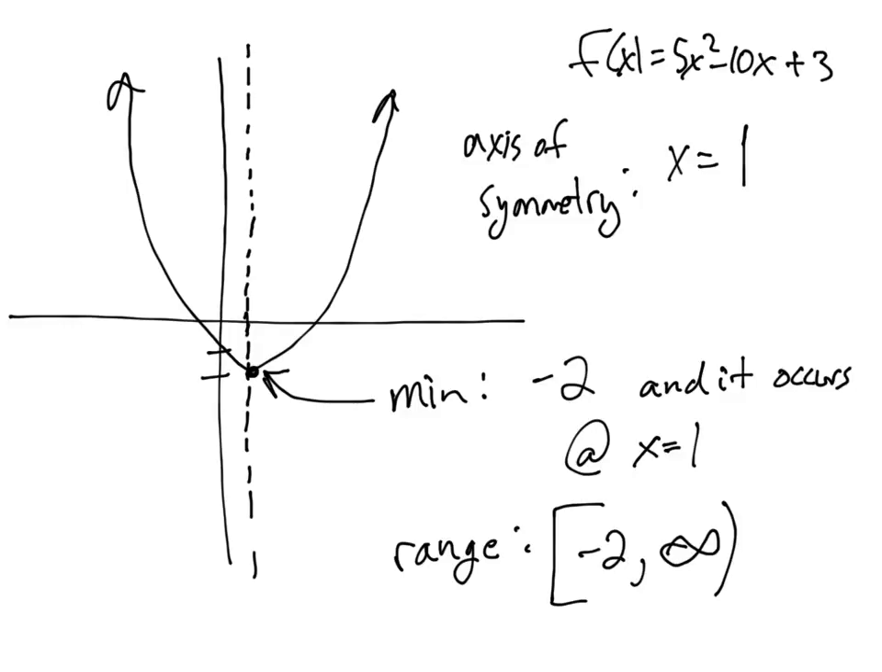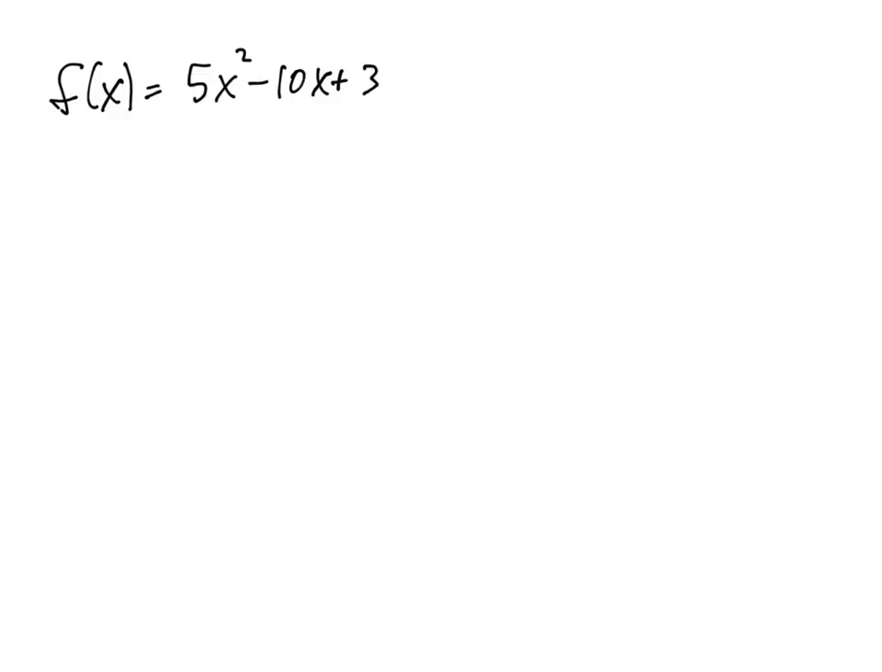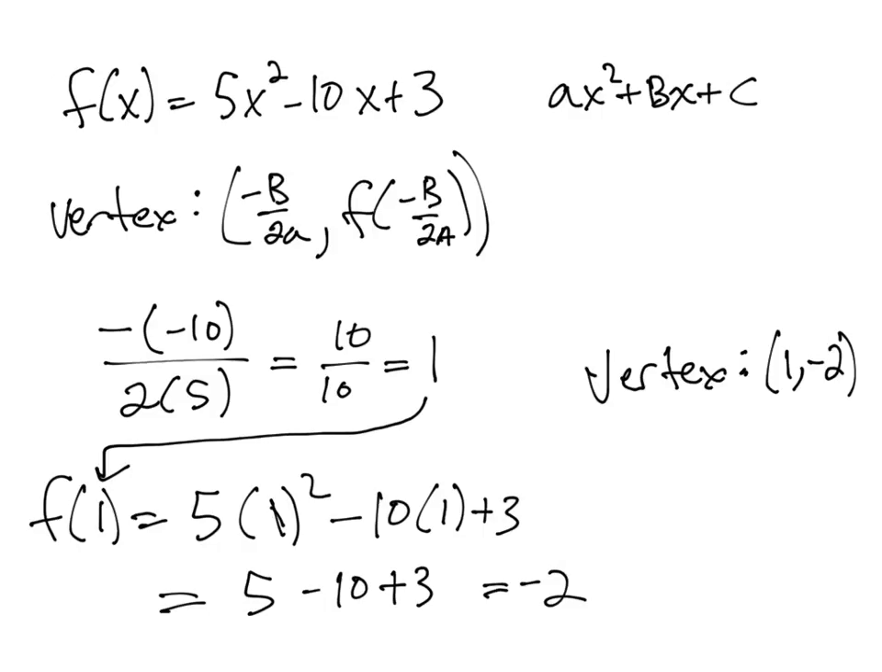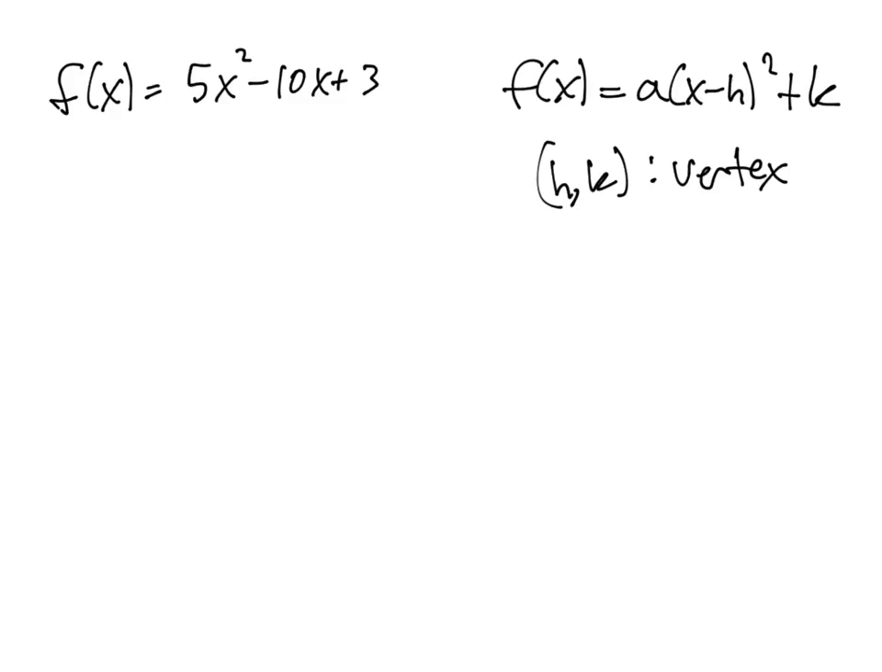And then the last thing we want to be able to do is write the function in vertex form. Now there's kind of a shortcut way we can do this, or a longer way. I'll do it both ways. So vertex form is f of x equals a times (x minus h) squared plus k, where (h, k) is the vertex. So we already know the vertex. We found the vertex back here. It was (1, negative 2). So h is 1, k is negative 2.